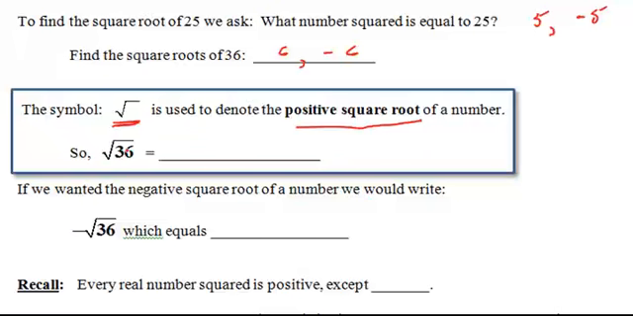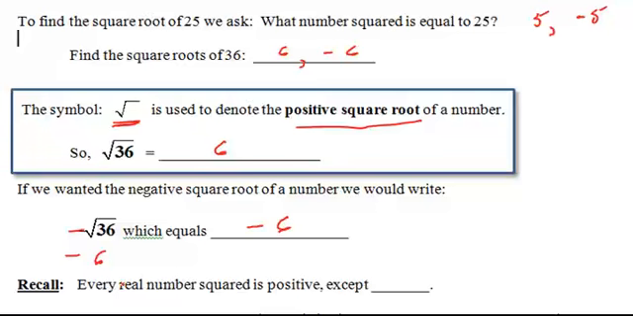If we wanted to express the negative square root of a number, we would have to do that explicitly. We would have to write the negative square root of 36. So we have the negative, and then the square root of 36 is 6. So the negative square root of 36 is negative 6.